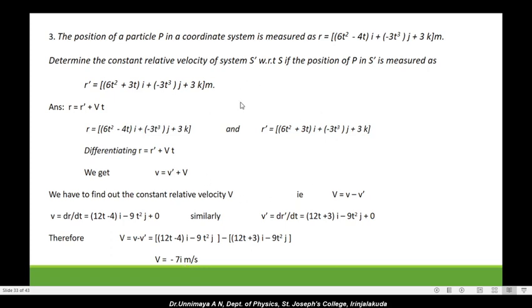This question is important. Questions like this are likely to be asked in your exam. So here we found the constant relative velocity of the S prime frame with respect to the S frame. That is, we obtained capital V is equal to minus 7 meter per second. Okay.